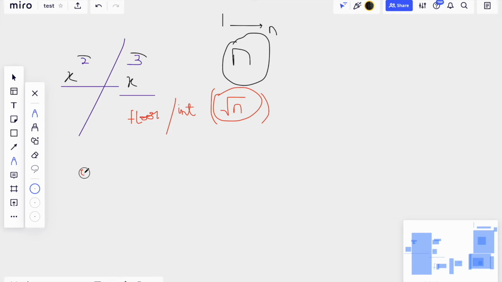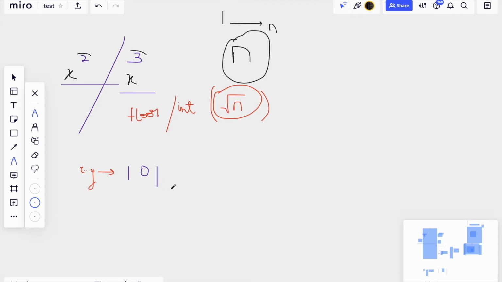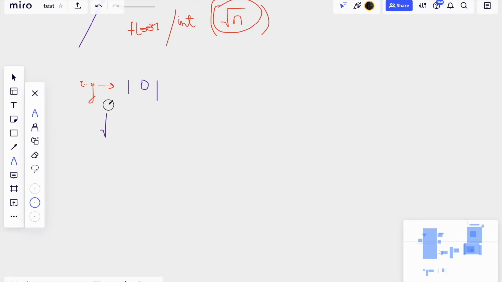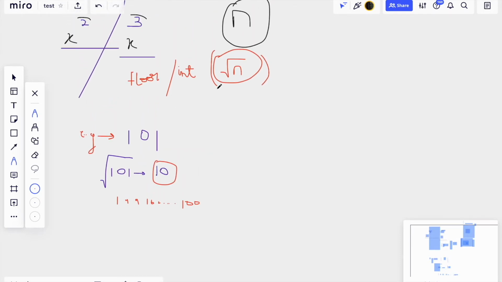For example, let me quote an example. If I am given 101, this is the value of n. The square root of 101, after taking the floor function, is 10. So there will be 10 perfect squares till 101. If I ask you to write them: 1, 4, 9, 16, 25, 36, and so on up to 100. How many numbers are these? There are 10 perfect squares till 101. Okay, up to this part it's clear.